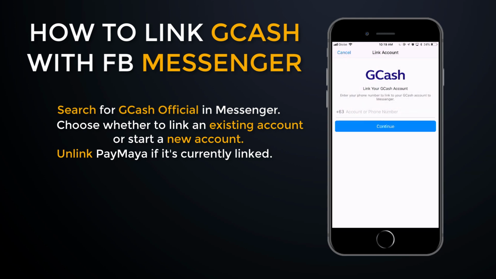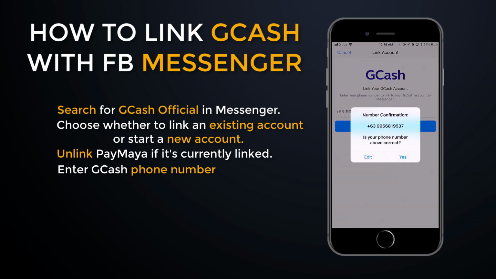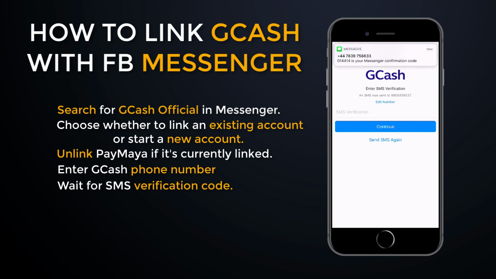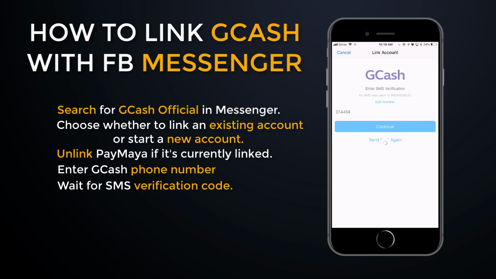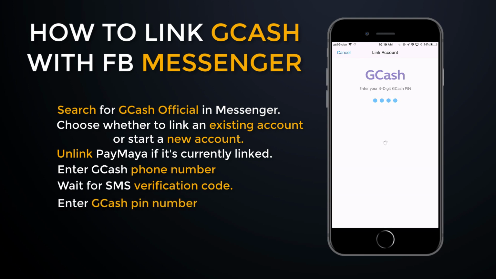The next step after unlinking your PayMaya account is to supply your GCash phone number. Then tap Continue. Then tap Yes to confirm that your number is correct. You will have to wait for an SMS verification code, and once you receive that, just fill out the field with the code so that you can continue with the process. And finally, enter your 4-digit GCash PIN number.